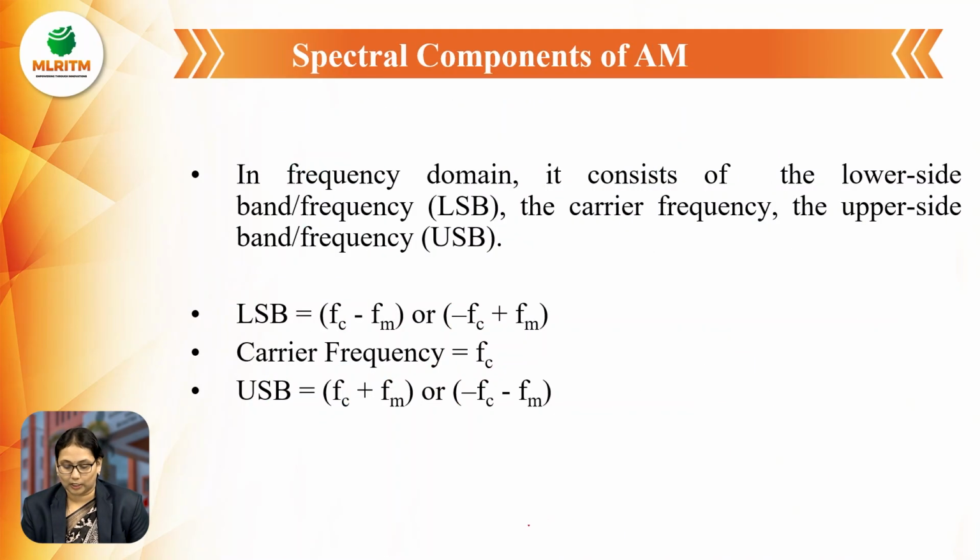Next, spectral components of AM. In the frequency domain, it consists of the lower sideband frequency, the carrier frequency and the upper sideband frequency. The lower sideband frequency is fc minus fm. Next, the carrier frequency is fc. The upper sideband frequency is fc plus fm.